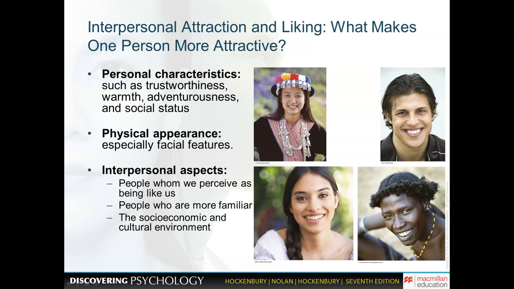Let's go a little bit further here. There are other aspects too. We tend to be attracted to people who are a lot like ourselves, who we perceive as being like us, have similar values and certain behavioral aspects. Or people who are more familiar, people we tend to see on a regular basis and think, oh yeah, I know this person.